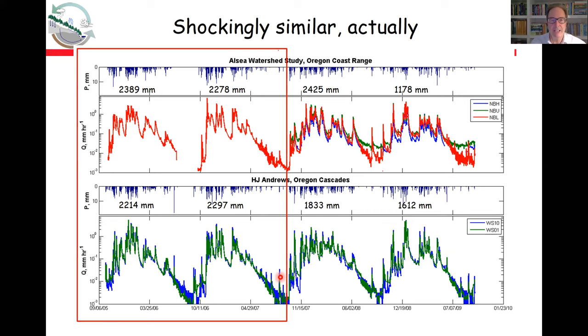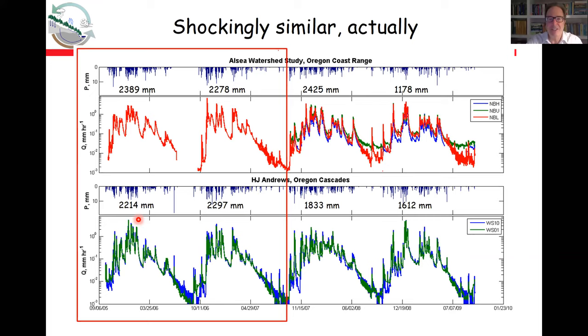And if you look at these years here, 2006, precipitation for that hydrologic year, 2389 millimeters, here 2214. Over here, 2278, 2297. I mean, they're almost within like an inch of rainfall. They're very, very similar. So the rainfall runoff behavior is almost identical.